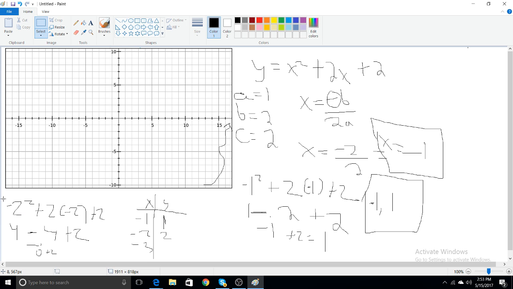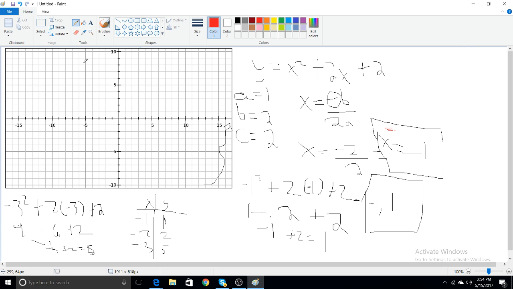And now we're going to put in negative 3. So negative 3 squared plus 2 times negative 3 plus 2. We'll get a positive 9, a negative 6, plus 2. So 3 plus 2 equals 5. Now we simply plot out points like we have been.